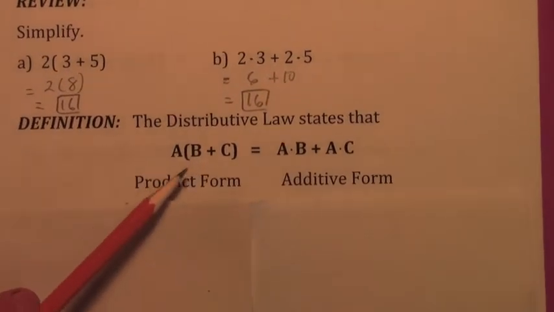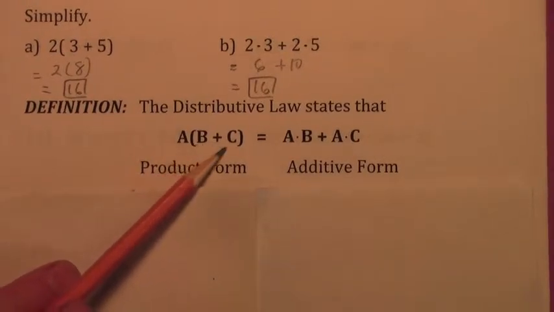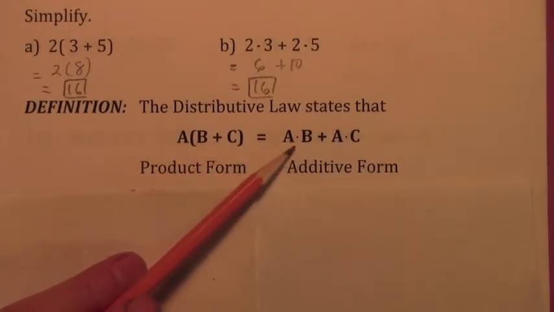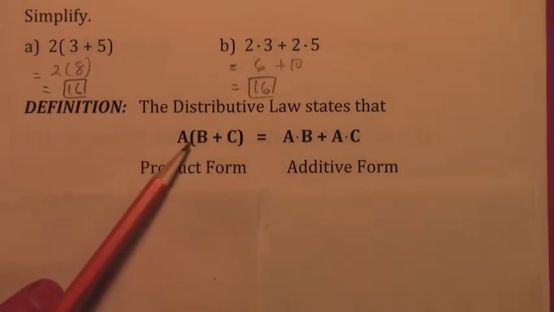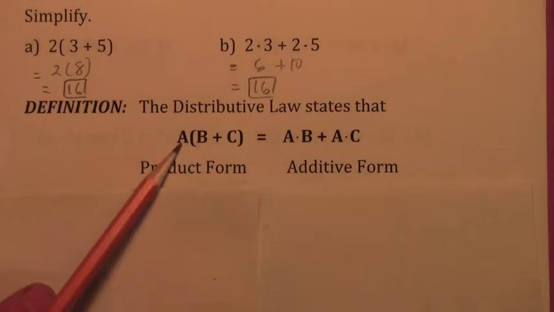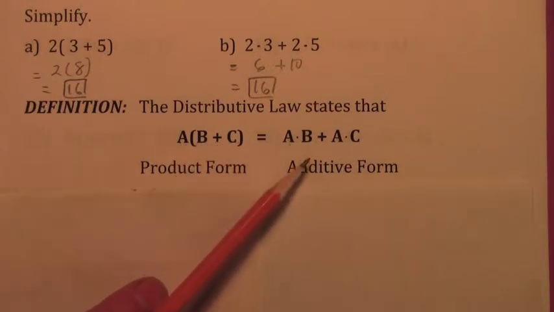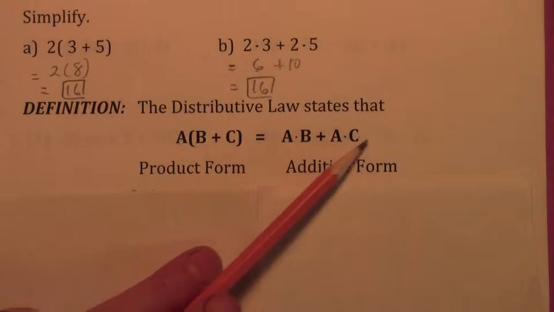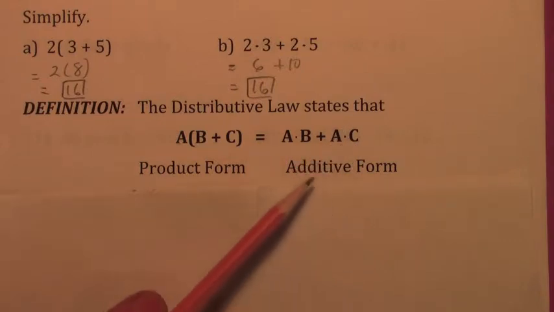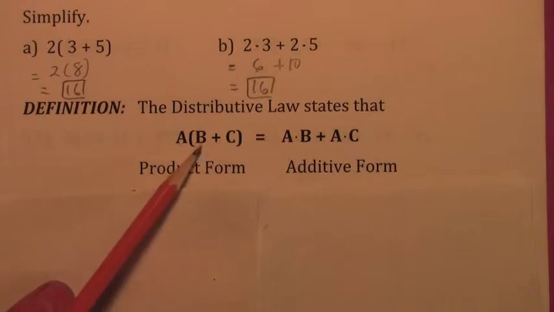But in terms of the distributive law, this is called product form because it's written as a multiplication problem, and this is called additive form, okay? Because it's written as the sum of 2 terms. The product form is the product of 2 factors. A and the quantity B plus C are the 2 factors. The right side is the sum of 2 terms. You know what the terms are? AB is a term and AC is a term. It's really important that you understand when something's written in additive form and when something's written in product form.